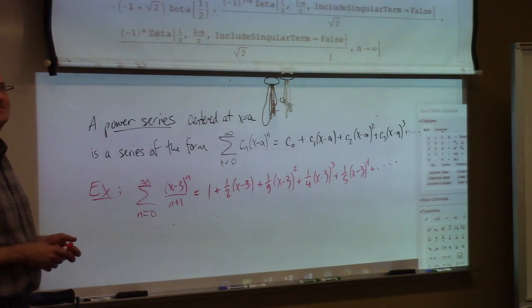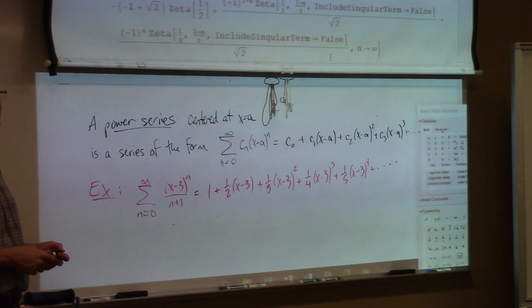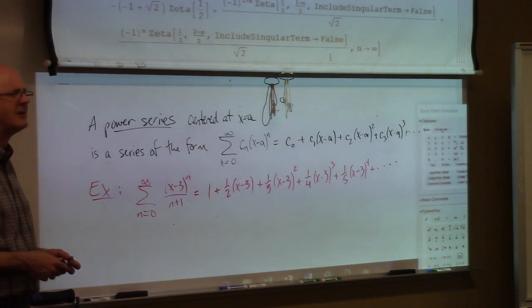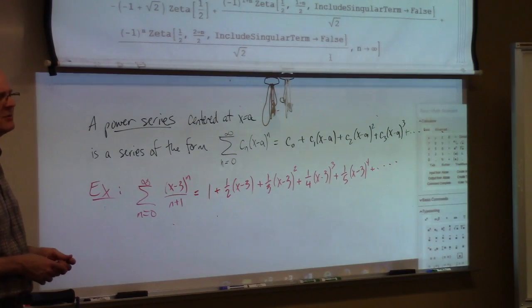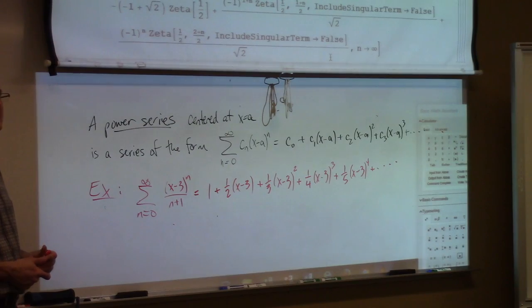Does it converge? The answer is it depends. It depends on what x is. It converges for some x's, but not others. How do you decide what x's it converges for? The best thing is to use the ratio test, typically.